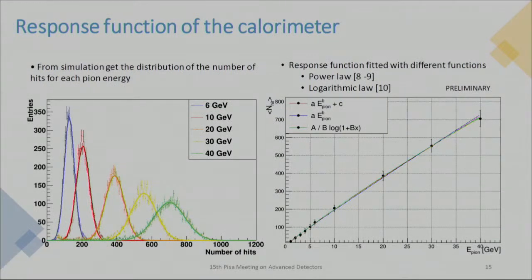So in the plot on the left, you can see some examples of number of hits distribution for different values of the pion energies. These distributions have been fitted with the Gaussian function, and the number of hits has been extracted and plotted as a function of the pion energy on the right plot. The response function has been fitted with different empirical functions, in particular power laws and logarithmic laws, and we choose the ones that offer the best performances for the energy resolution.